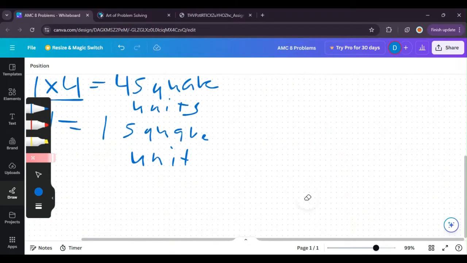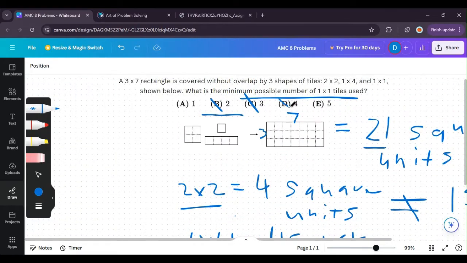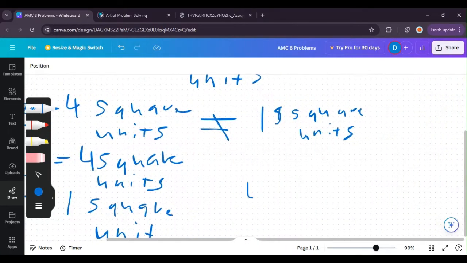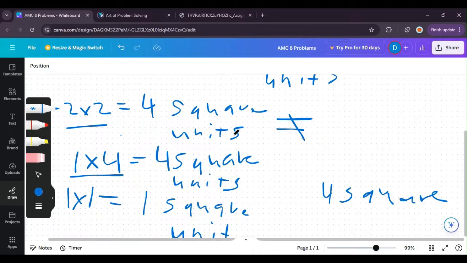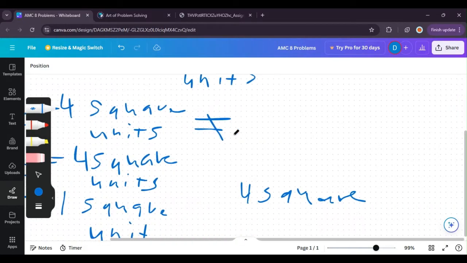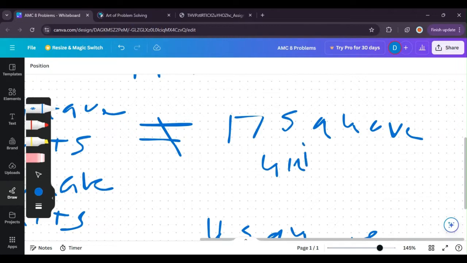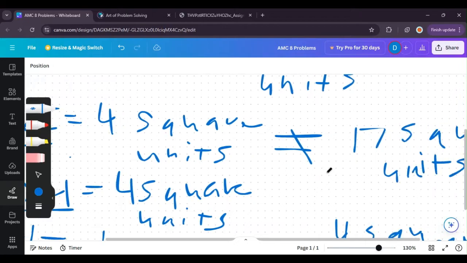Okay, we can continue. We know that 3 doesn't work. 4 also doesn't work because, as we see here, if we have 4 1x1 tiles, they cover a total of 4 square units, and that means there are 17 square units remaining. That is not possible if each tile can only cover 4 square units. It's 21 minus 4, and it is not possible to cover 17 using only 4-square-unit tiles.